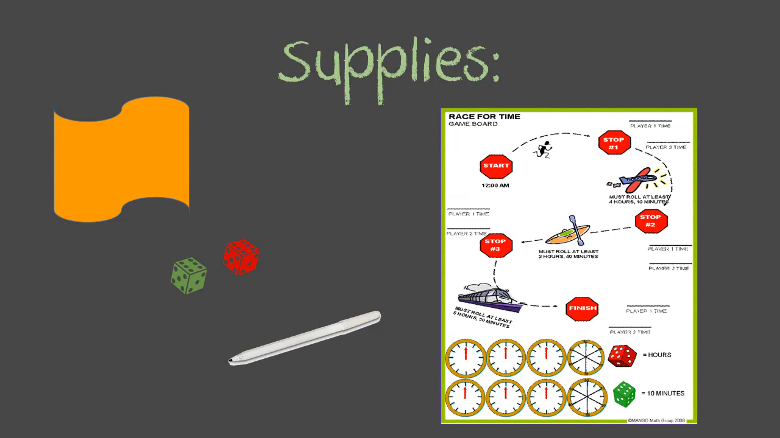The supplies provided in your pouch, along with your information guide and directions, are a dry erase marker, an eraser, a green die and a red die, and a Race for Time game board.